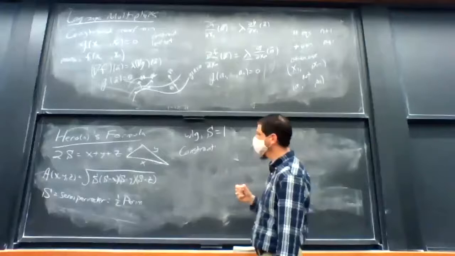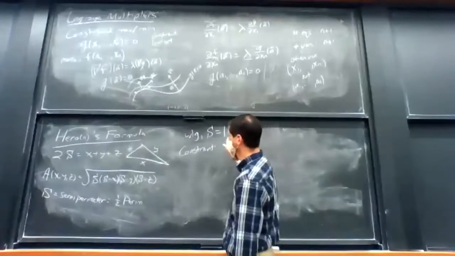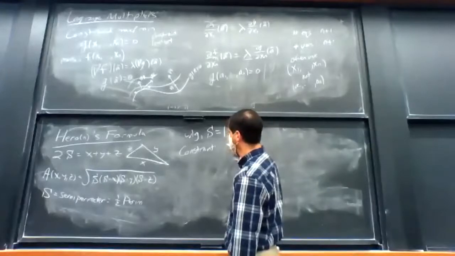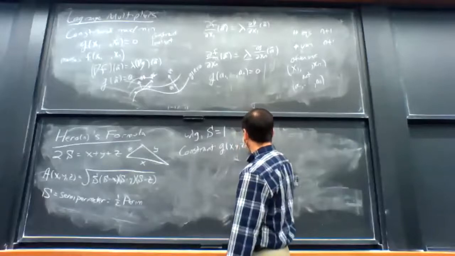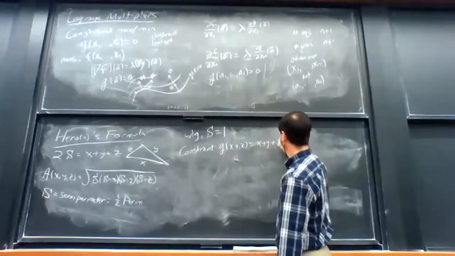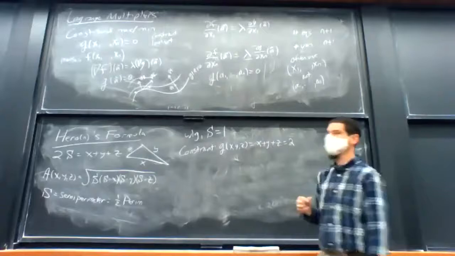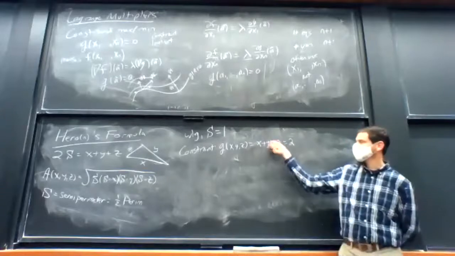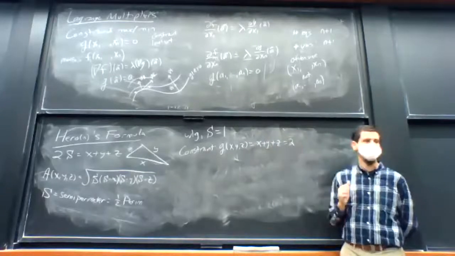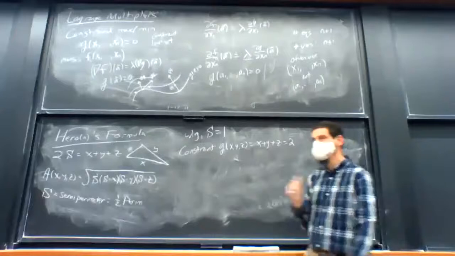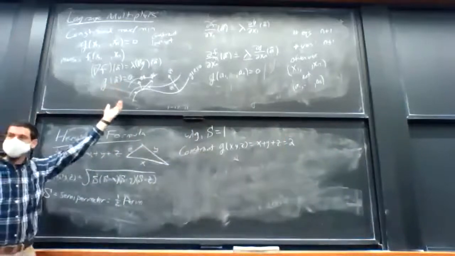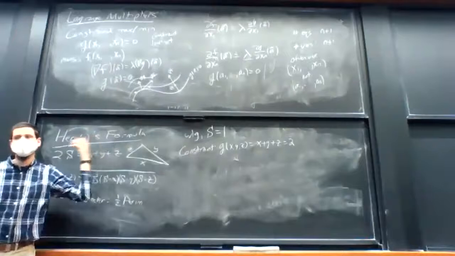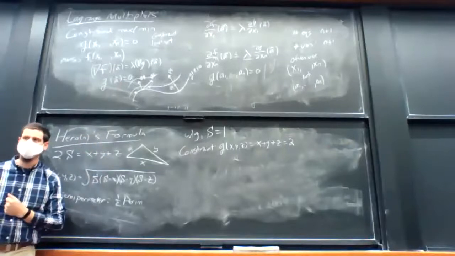x plus y plus z equals 2. So I can write it as g of x, y, z equals x plus y plus z equals 2. I could have also written it as x plus y plus z minus 2 equals 0. I could have done it that way. It doesn't matter. You can either have g of the variables equals 0 or it equals some constant. Either way is fine.